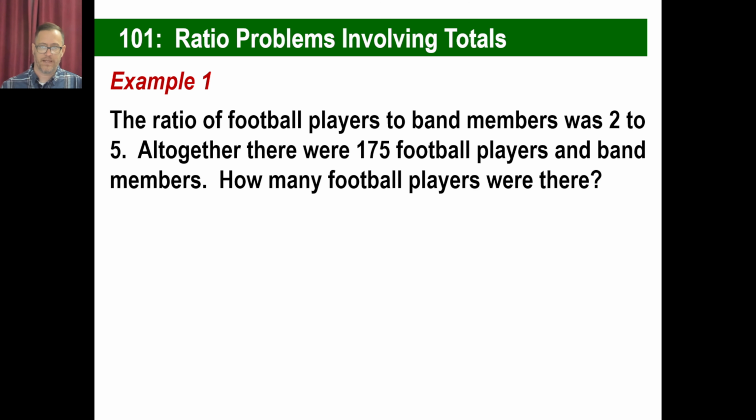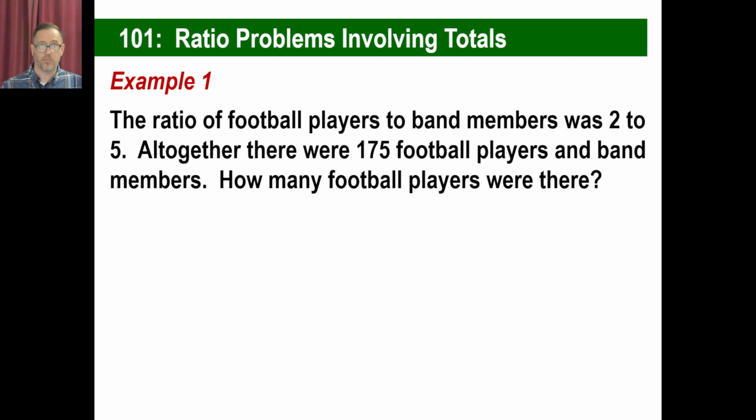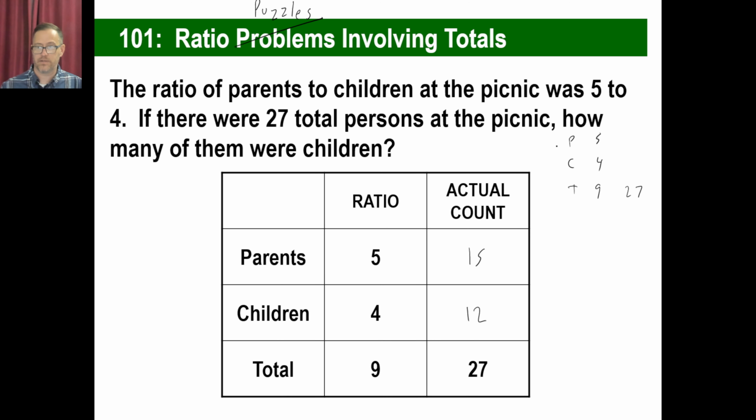The ratio of football players to band members was 2 to 5. Altogether, there were 175 football players and band members. How many football players were there? Well, look back at this ratio thing. We're going to do exactly the same thing. So pause it, go back to this problem, and if you want, make your own little chart that looks like this over here, and see if you get it right. So pause it and try it.